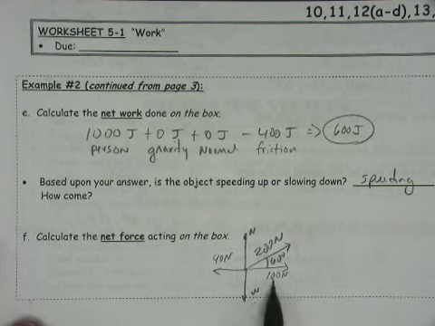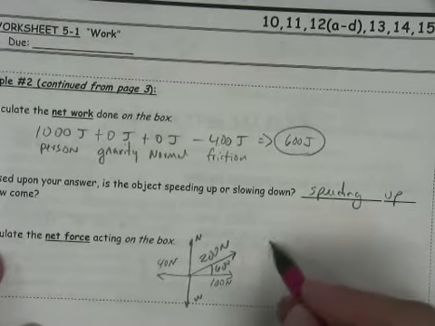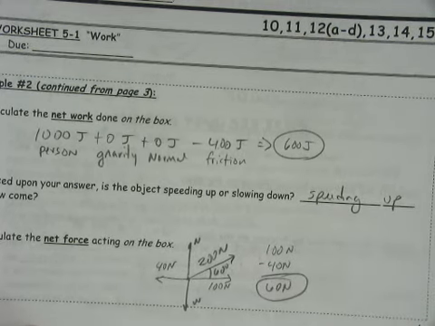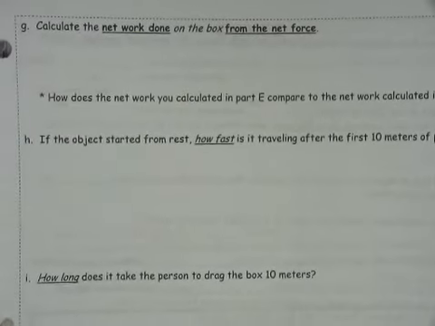It is accelerating in the x direction because there's more force going to the right than there is to the left. As a matter of fact, that would give us the net force. So 100 newtons minus 40 newtons gives us 60 newtons. So there's the net force. All right, the next one. Kind of moving through these a little quicker.